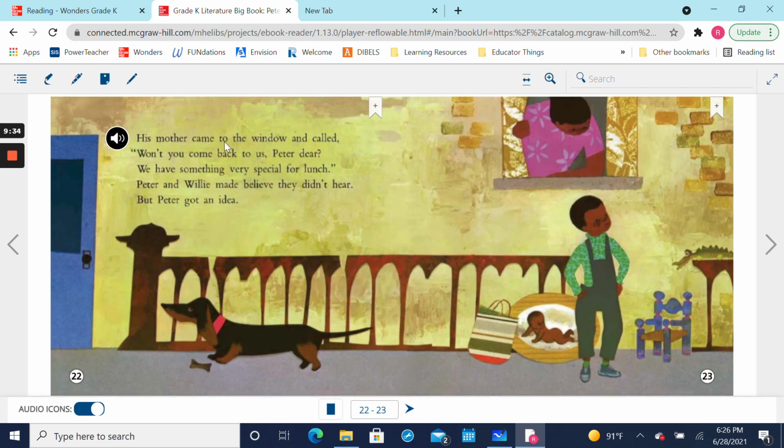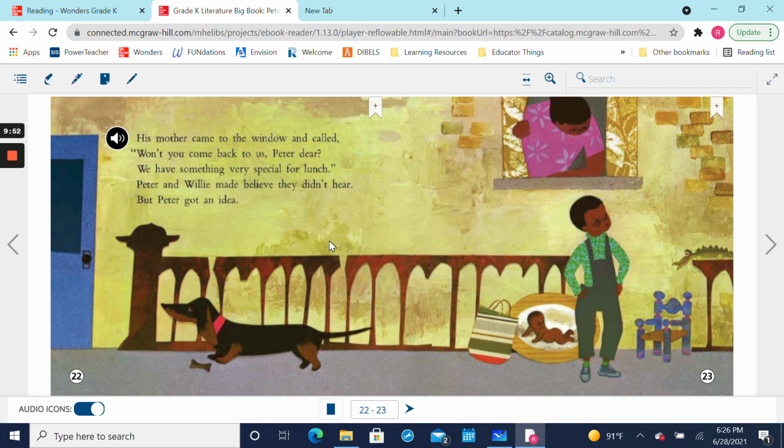His mother came to the window and called, "Won't you come back to us, Peter dear? We have something very special for lunch." Peter and Willie made believe they didn't hear, but Peter got an idea.